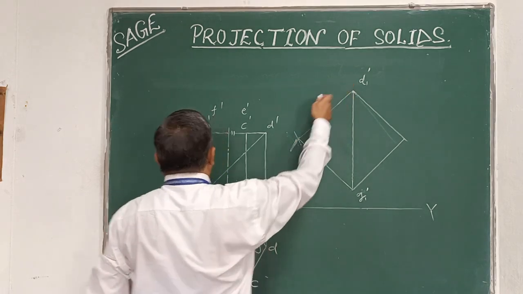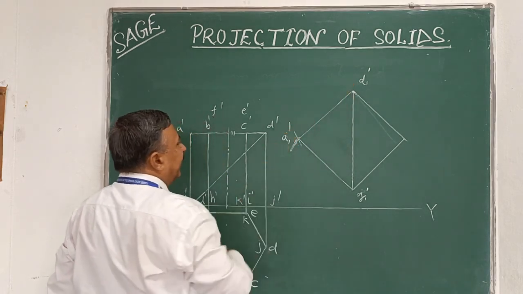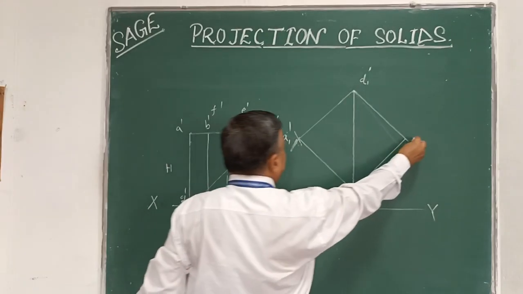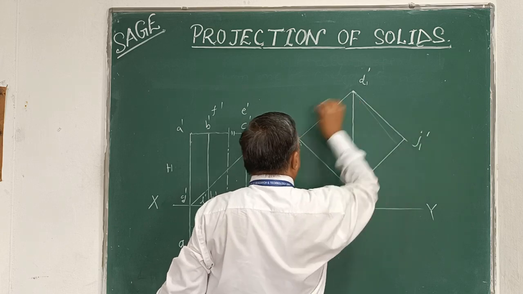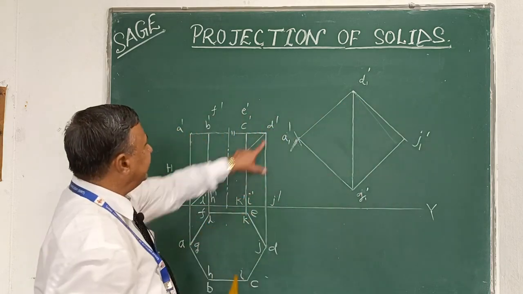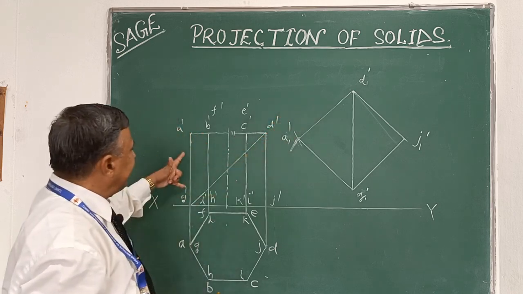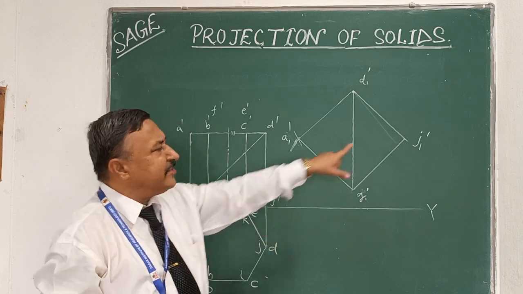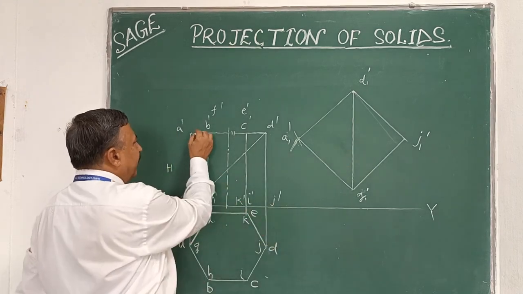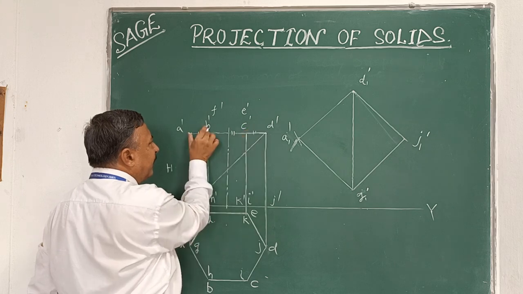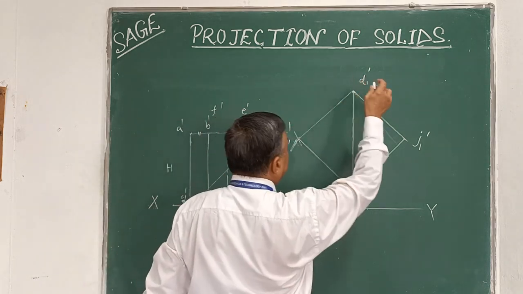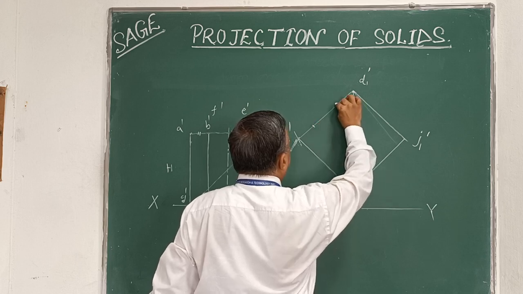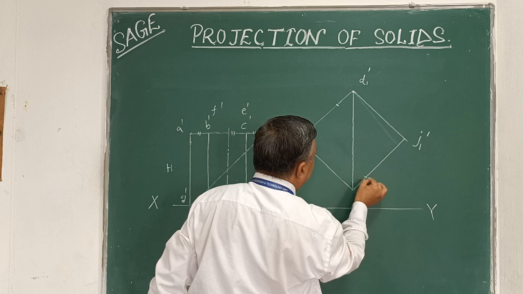So see, this point is our A dash and this point is our J1 dash, A1 dash. This distance is this, and this distance is this. So this point is J1 dash. Okay. Now by marking the same distances taken from here, we can mark here. So this gives us all the points like this.